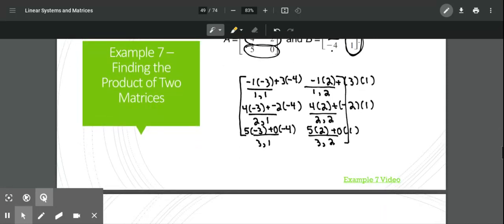And then you just have to simplify. So you have 3 minus 12. So we would have minus 9. And then we have minus 12 plus 8. So that's minus 4. And then we have negative 15. And then on the other side, we have negative 2 plus 3. So that's 1. 8 minus 2 is 6. And 10 plus 0 is 10. So this matrix would be matrix A times matrix B. And when you're doing these, you do need to show kind of all these steps of what you're multiplying together to get each entry.